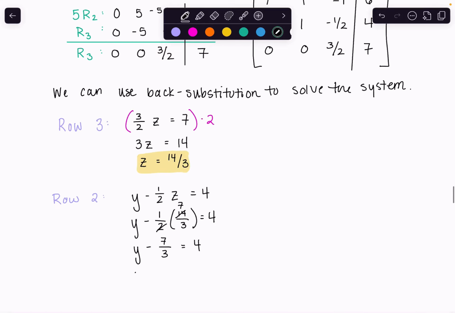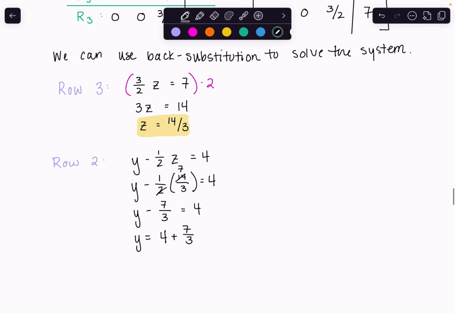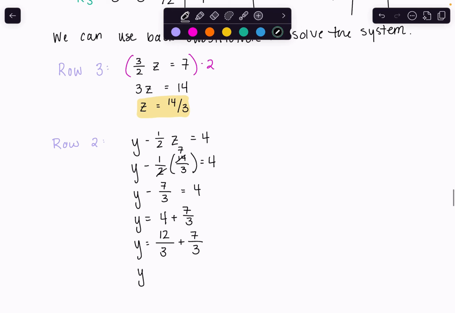So my y coordinate is equal to 4 plus 7 over 3. Well, if I want to go ahead and add these, I better turn that into a denominator of 3. So 4 is 12 over 3 plus 7 over 3 gives me my y coordinate. Is again not a pretty fraction, but it is a number. My y coordinate is 19 over 3.